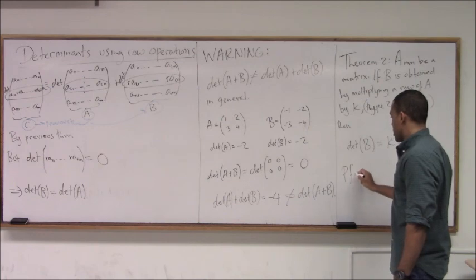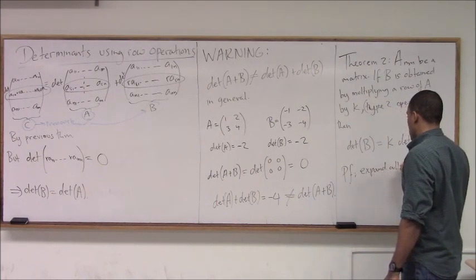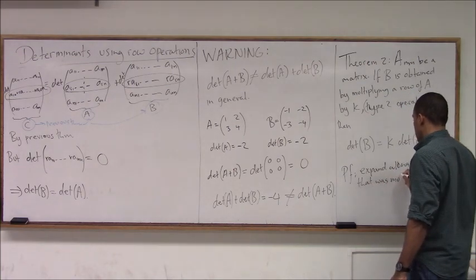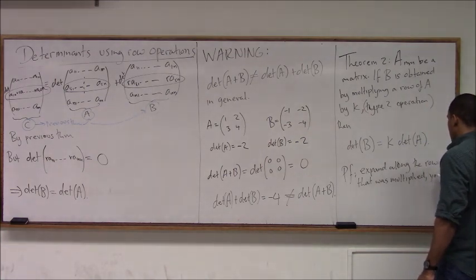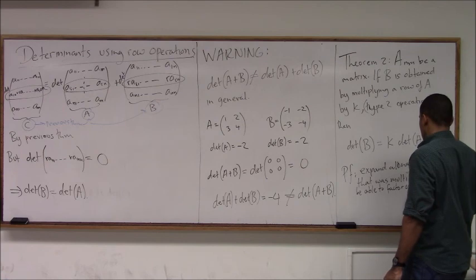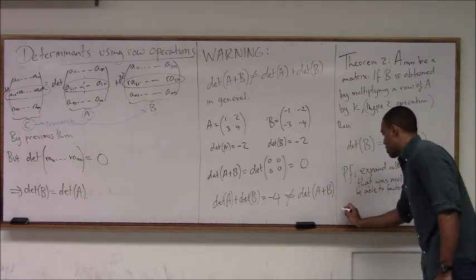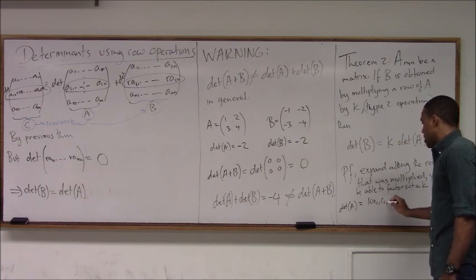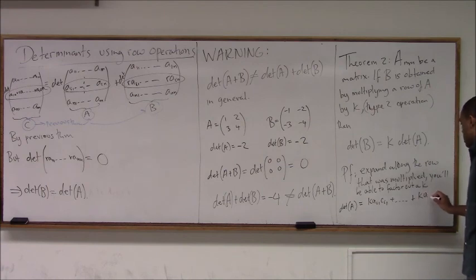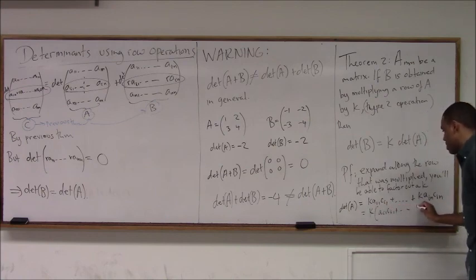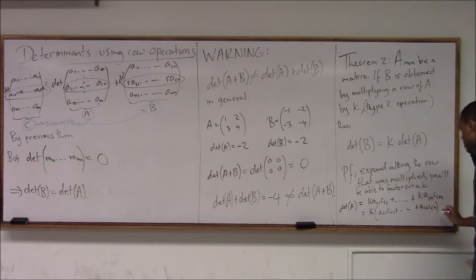The proof for that is not hard. Just expand along the row that was multiplied, and you'll be able to factor out a K. I can just pick a row, say the row a_i1 c_i1 through a_in c_in, that was scaled by the K. All of these elements would have the K in front, so I can factor the K out. And that is by definition the determinant of A, so that's just K times the determinant of A.